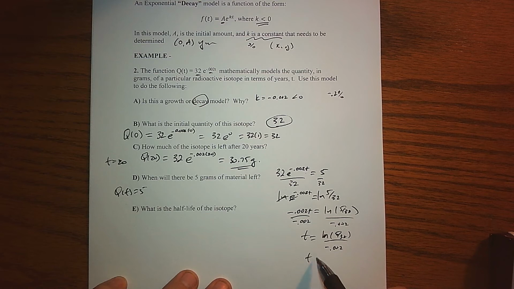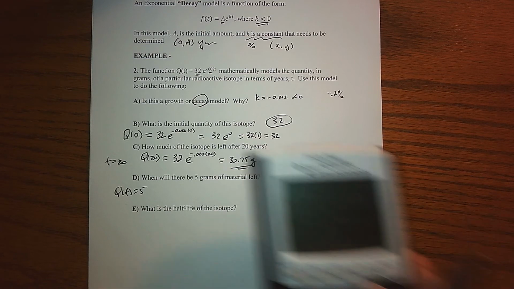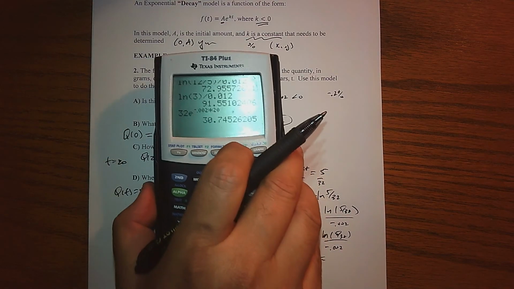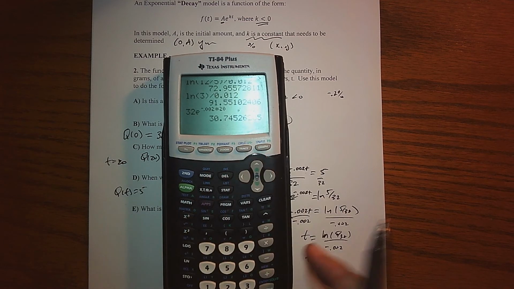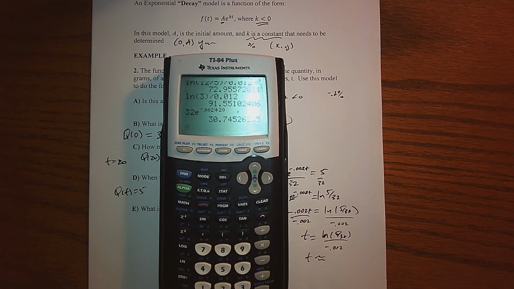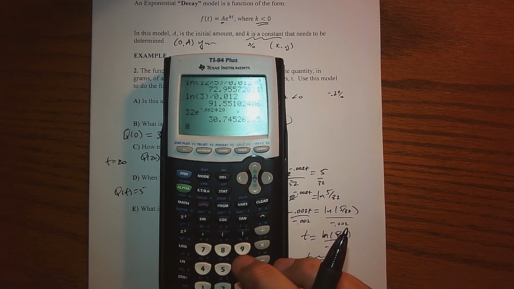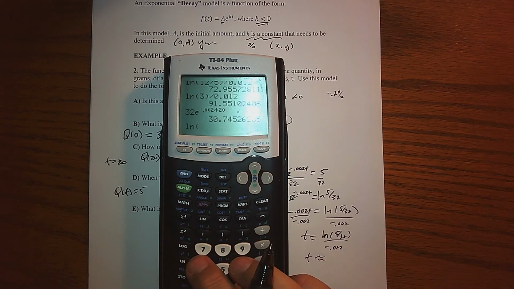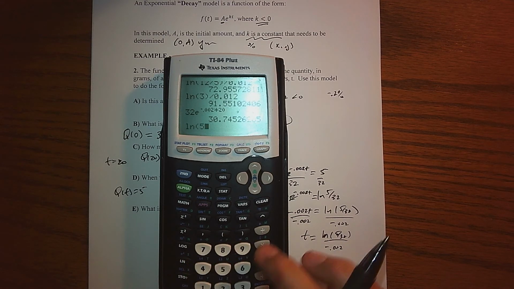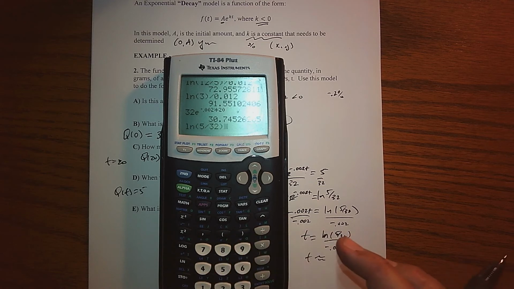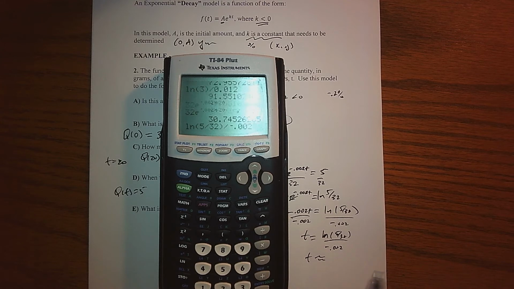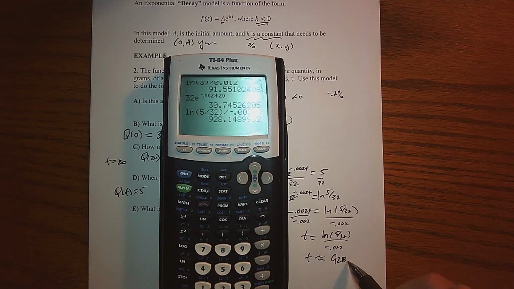But in terms of an actual value, right? Not an exact, but a decimal answer to give me a feel for what that is. We just punch it in the way it looks. So I got the natural log of 5 divided by 32. Close those parentheses up. Divide this by a negative 0.002. And what I get is 928.1, how about we say 5?